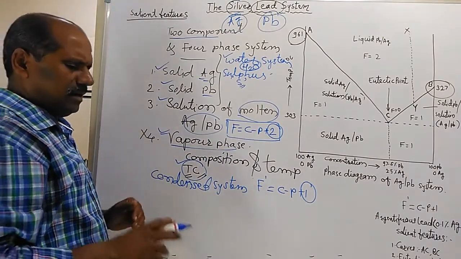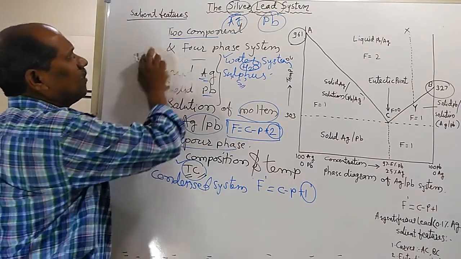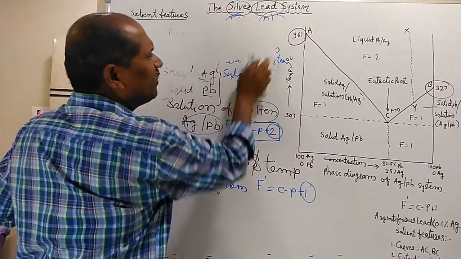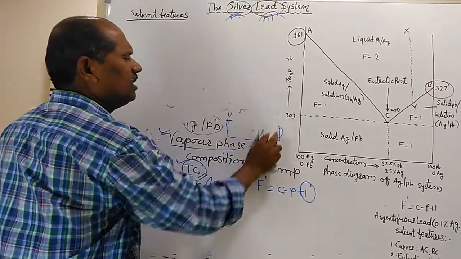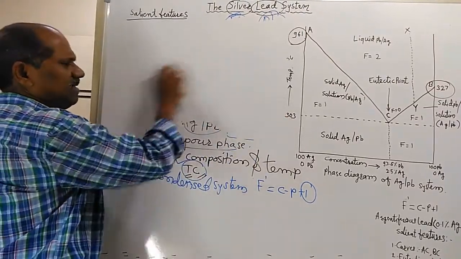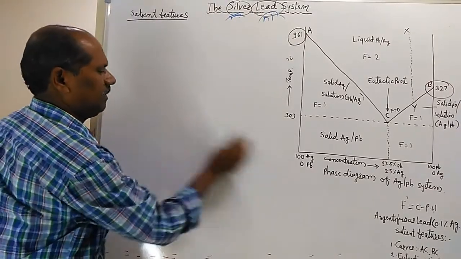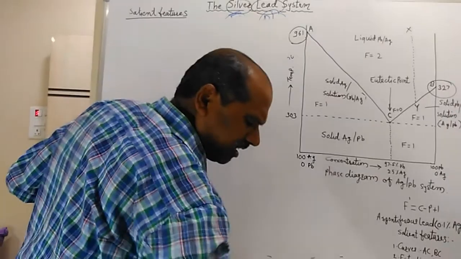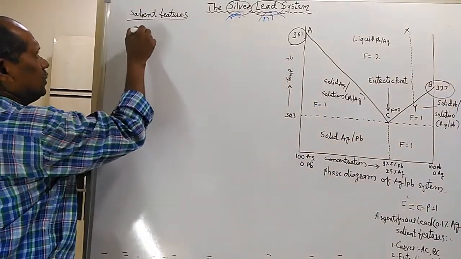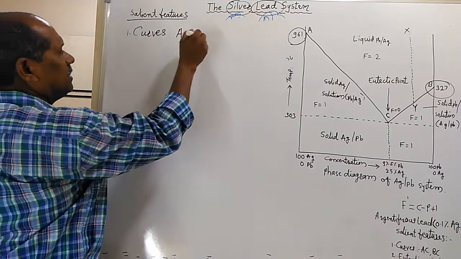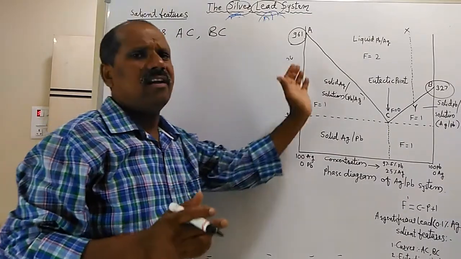In this system, we have to see the different salient features of the silver lead system. The salient features are, in this case, we have to see the curves, then the eutectic point, and the areas. What are the different curves which we have to see? Curve AC and curve BC. These are the two curves which we have to take into consideration during the explanation of the silver lead system.